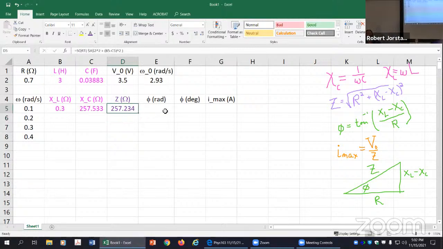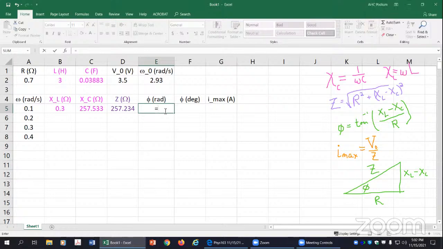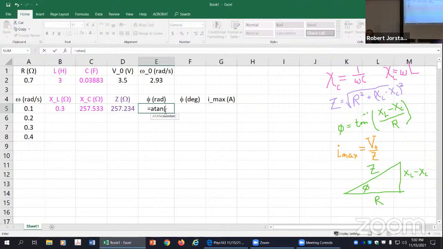Okay, notice the capacitance is almost all of it. Anybody know the function for inverse tangent? Take a guess. ATAN it is. Right? Okay, and so now we need to do XL minus XC. So I'm going to put some parentheses around that and then divide by the resistance.